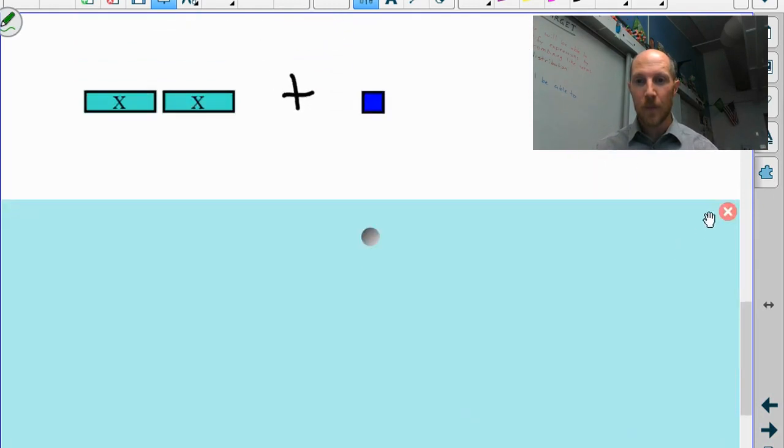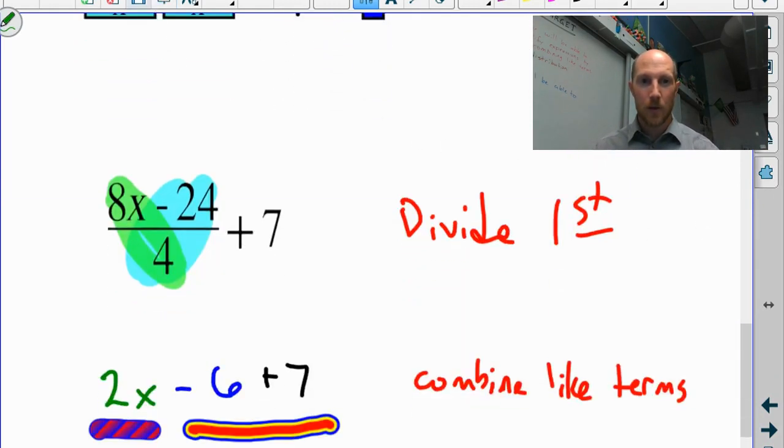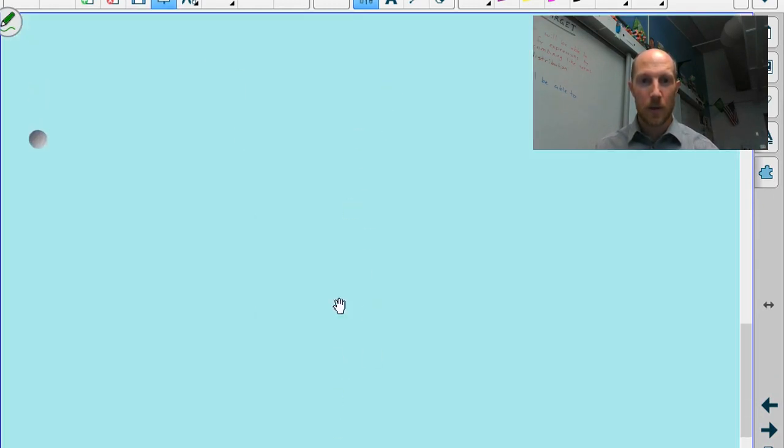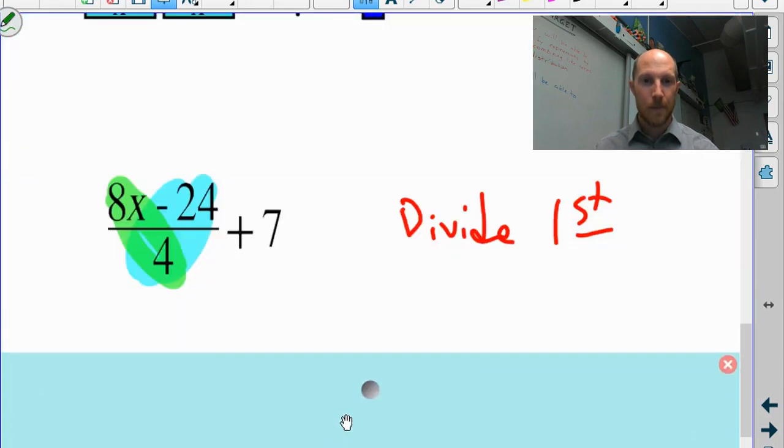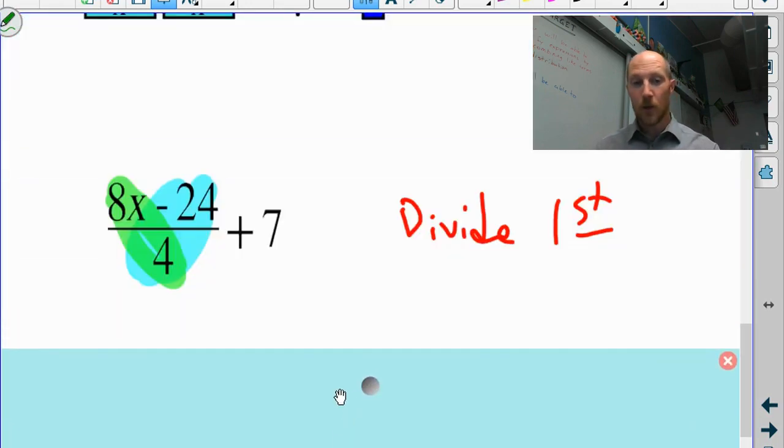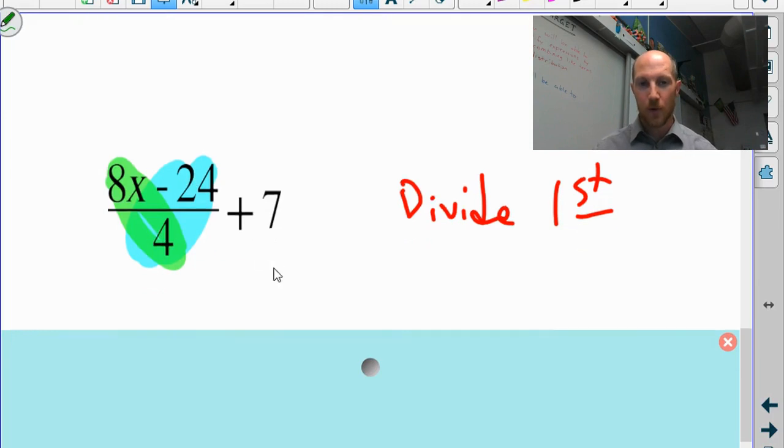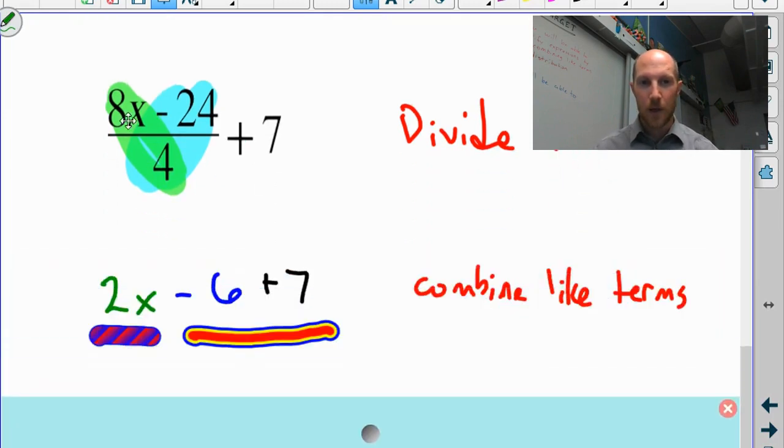Okay, if I see that now written from a perspective of the expression, I started off with 8x minus 24, that whole group, divided by 4, plus 7. Divide first. 8x divided by 4, negative 24 divided by 4. Okay, 8 divided by 4 is 2, so I get 2x. Negative 24 divided by 4 is negative 6. Plus 7 doesn't change. Identify like terms.